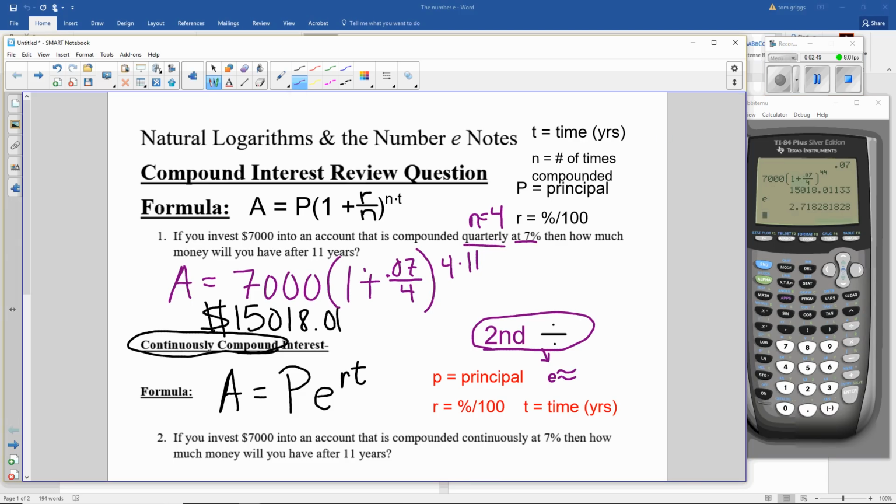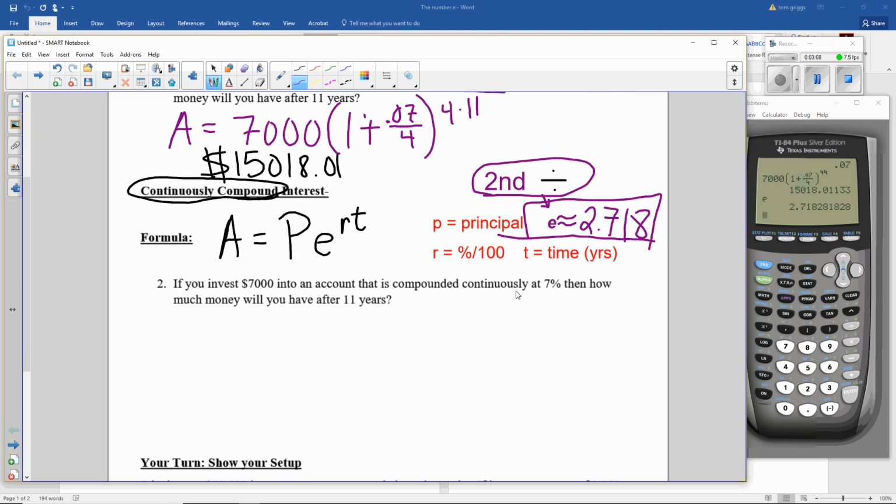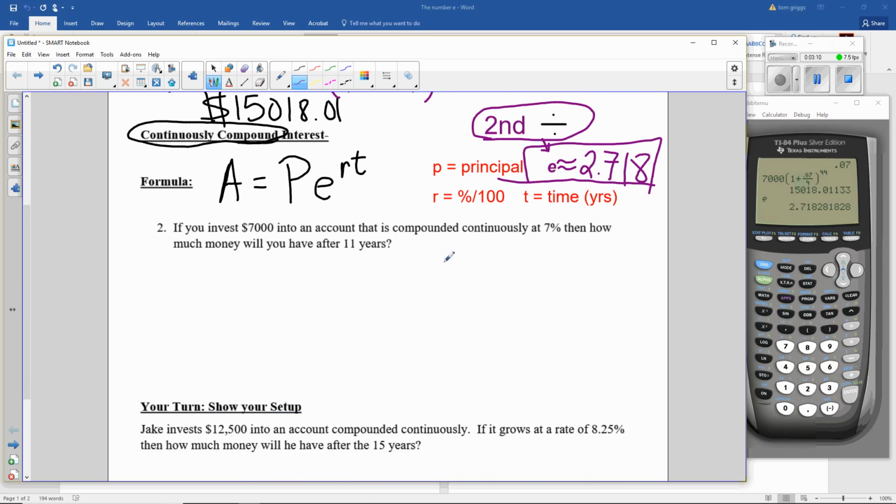There's a lot of talk about pi. But e, especially in the financial world, is actually a more useful number. You can see it shows up as a common scale factor for this continuously compounded interest formula. So we're going to use this formula for number 2. And we know we can use it because the words compounded continuously are used.